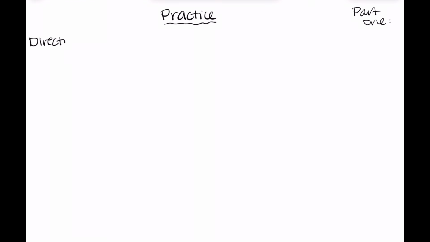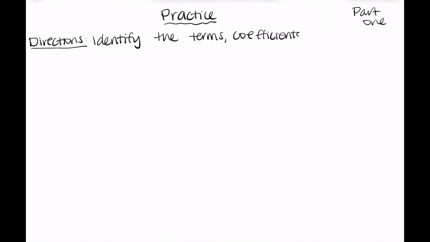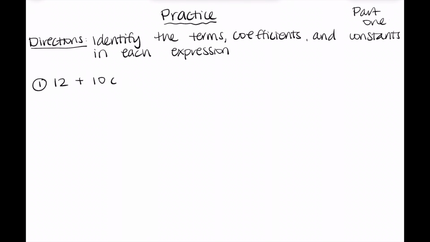For part 1 of our practice section, the directions say to identify the terms, coefficients, and constants in each expression. So these are all the terms that we've already defined. So using the notes that you took down from the last slide, we'll use that in our practice now. So for number 1, our first example, we have 12 plus 10c. So first we're going to write out our terms, then we're going to write out our coefficients and constants for each one of these expressions.